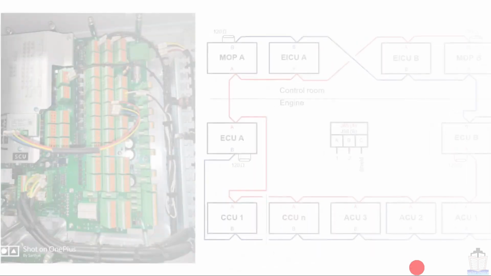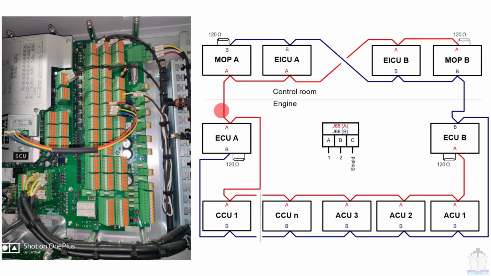For that, suppose I have got an alarm related to network A to MOP B. That means network A and network B are all okay to all MPCs except MOP B. So I have to check this resistance and this segment. What I will do is take it out from the socket and conduct the continuity and insulation test from this point to this point. So I hope this is clear.